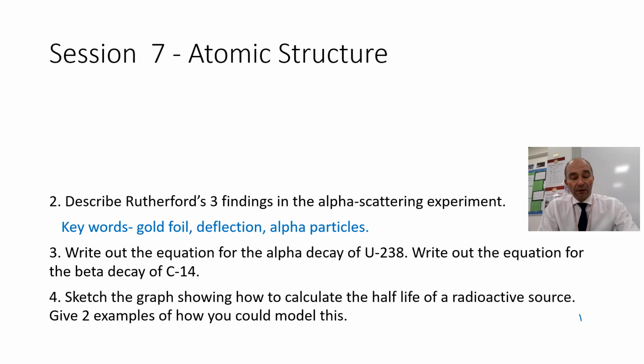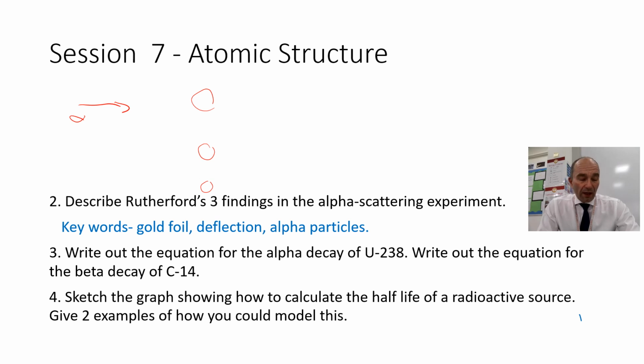And then second activity, you're going to be looking at describing Rutherford's 3 findings in the alpha scattering experiment. So probably the best bet is if you draw your piece of gold foil and do a diagram and annotate it showing what happened when Rutherford fired his alpha particles at the gold foil, and there were 3 main findings. So your keywords are gold foil, deflection and alpha particles.